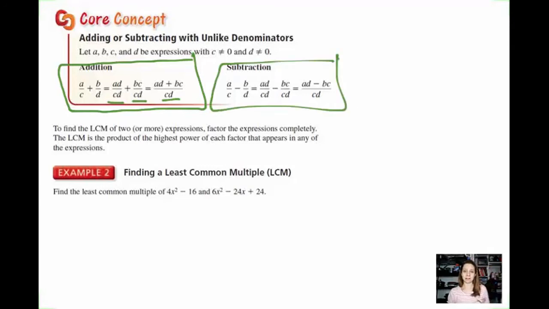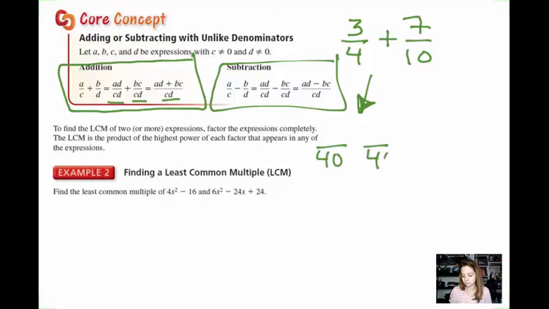Now, that's one way to find a common denominator, and I want to use an example here. If we were asked to find, say, 3/4 plus 7/10, we could find a common denominator by multiplying the denominators. In this case, they would both be 40. Now label this as CD. That's a common denominator, but it's not the least common denominator. The least common denominator for 4 and 10 is 20. That is the least common denominator.